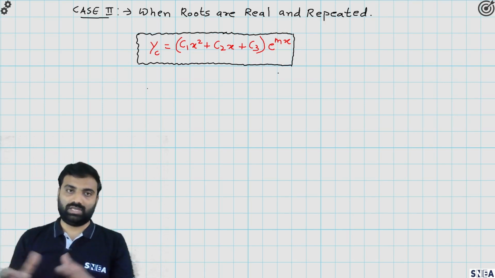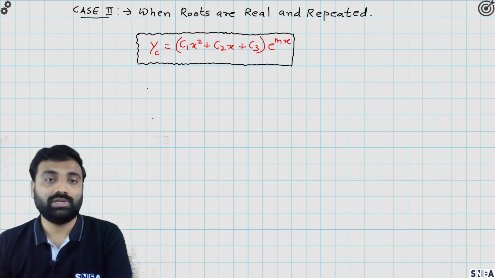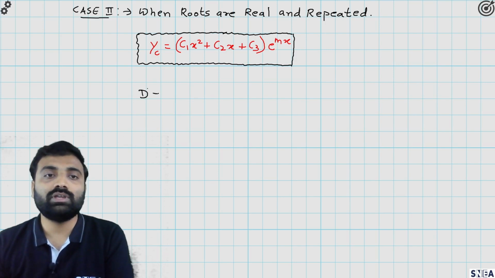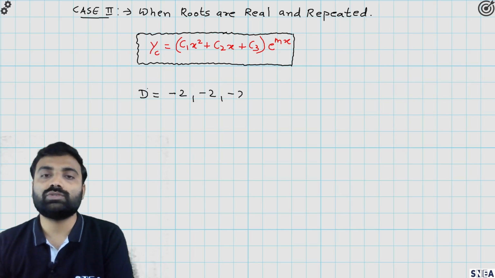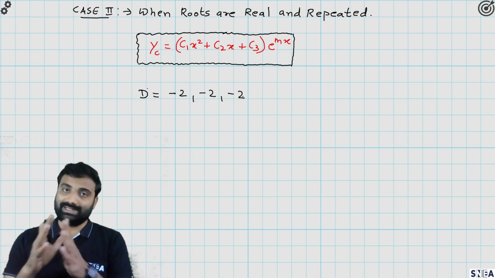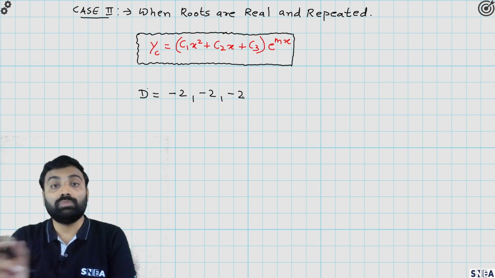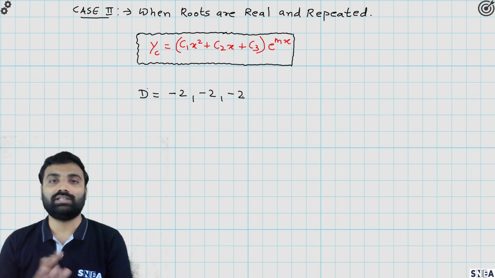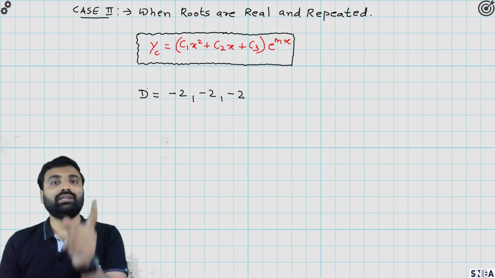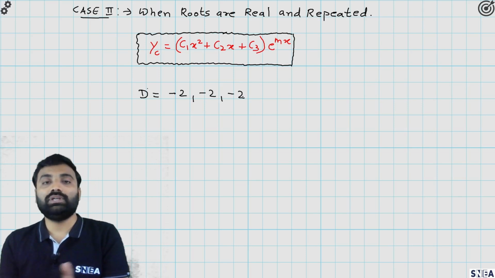e raised to mx रहेगा. Fine. Let us see by the example. If your answer is, students, -2, -2, okay, so it is real. सबसे पहले तो वो real है, and the same value -2 वो repeat हो रहा है. कहाँ पर? +2 है क्या? नहीं है. So -2 is repeating means it is real and repeated case.